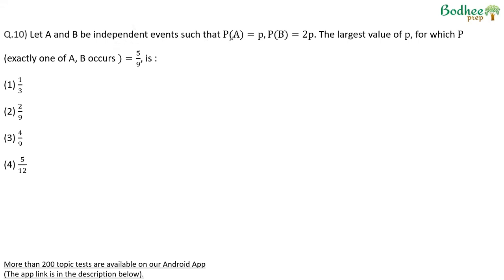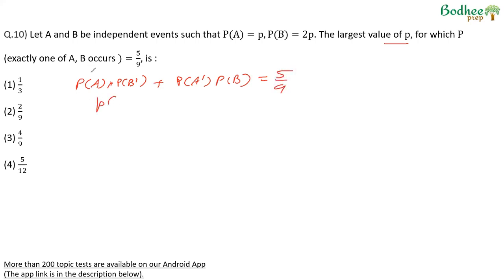Let A and B be independent events such that probability of A is P and probability of B is 2P. Find the largest value of P for which the probability that exactly one of A or B occurs is 5 by 9. If exactly one of A or B occurs, this will be P of A occurring and B not occurring plus A not occurring and B occurring. This will be the probability of exactly one of A, B occurring. This is given as 5 by 9.